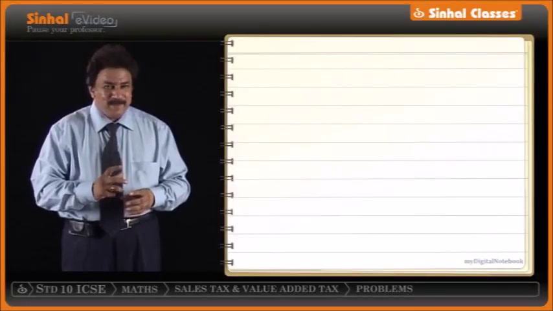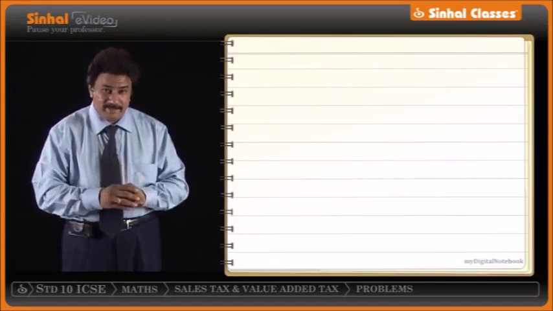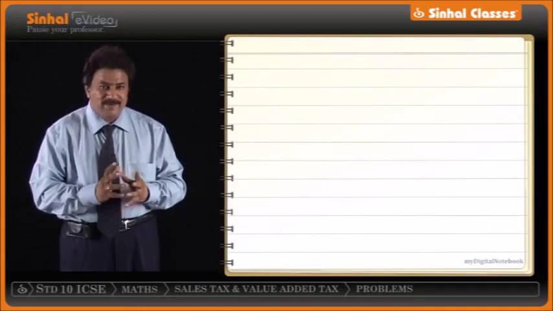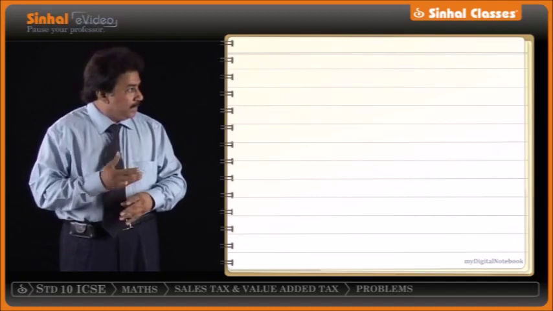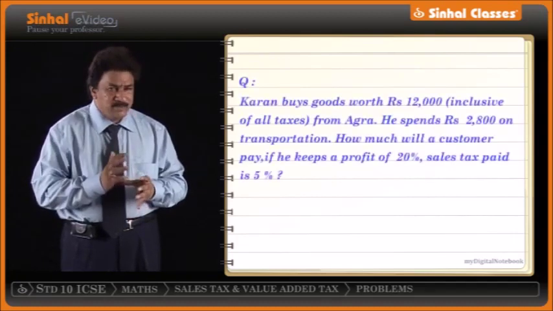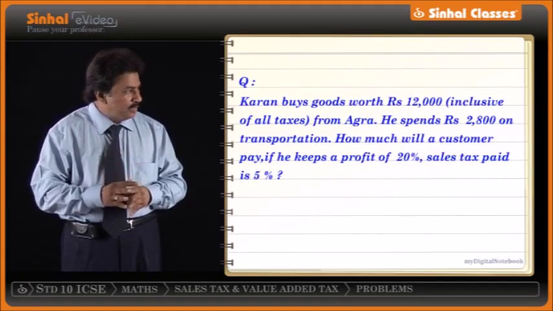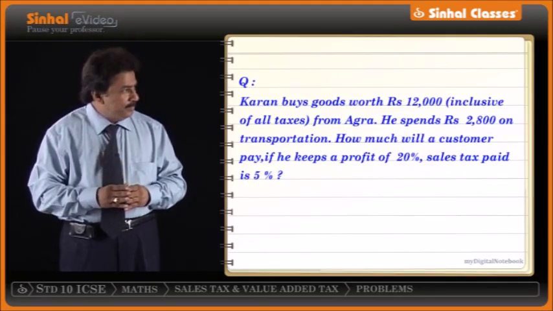Now let's pick up some very important sums of this chapter. I really mean it. They are very, very good sums. Let's read one of them, which is given to you. Karan buys goods worth rupees 12,000, in brackets, inclusive of all taxes. What else is given? From Agra.